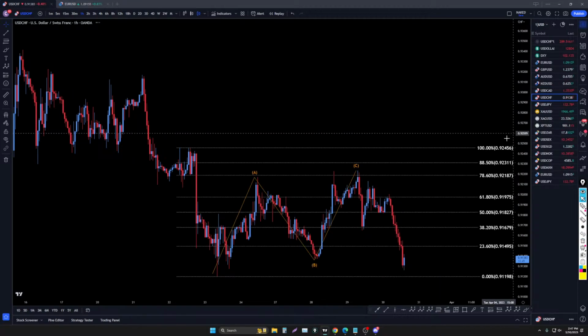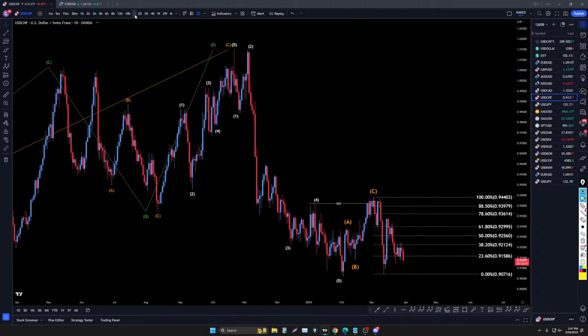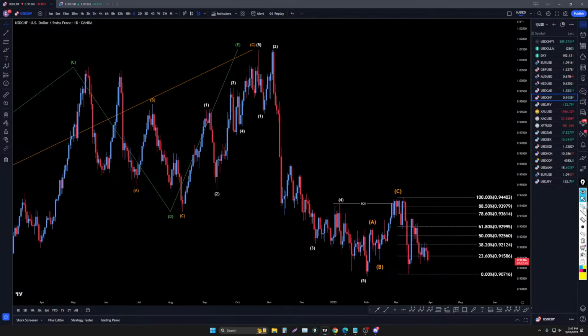So let's check out the US dollar Swiss. That's a good one right here. This is one I entered a couple times over the past week. Definitely not the strongest, but definitely very clear because we have three waves up, A, B, C.